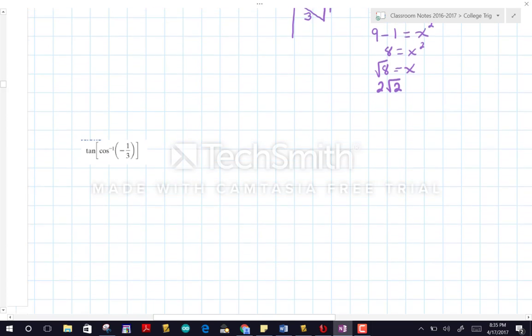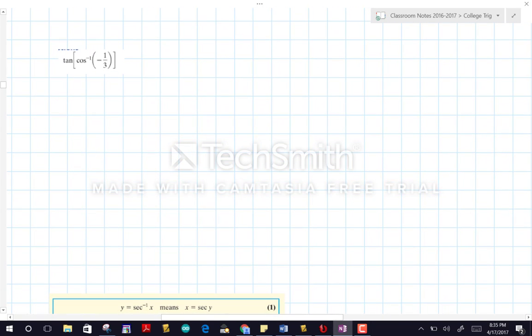Okay. In the next example, we're looking to find the tangent of an angle. And the angle that we're looking for is the angle whose cosine is negative 1/3. And again, that's not a unit circle value. Remember that we look for cosine in the upper half of the circle. And so we know that if our cosine is equal to negative 1/3, then that must be a point that's over here in the second quadrant.